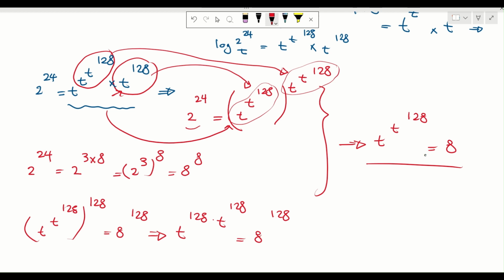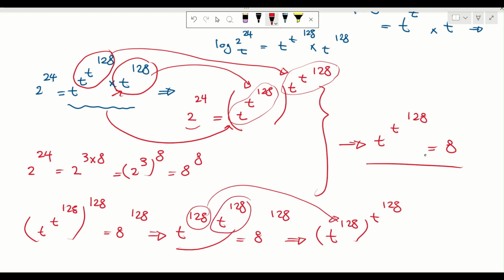Now what you see here, I'm going to use the same trick that I used before. I'm going to rewrite it as t to the power of 128 to the power of t to the power of 128. Again, I use this 128 here, and then this here, and the rest is going to be 8 to the power of 128.